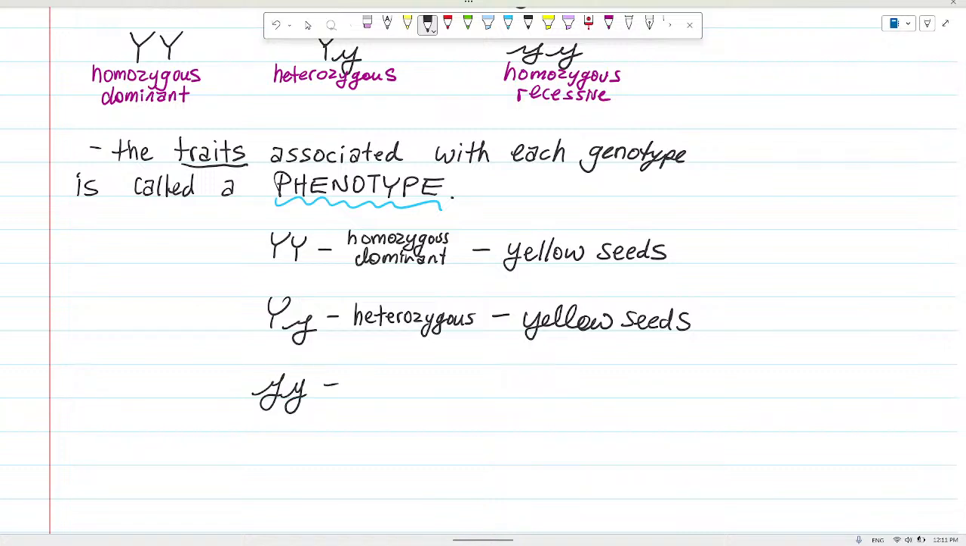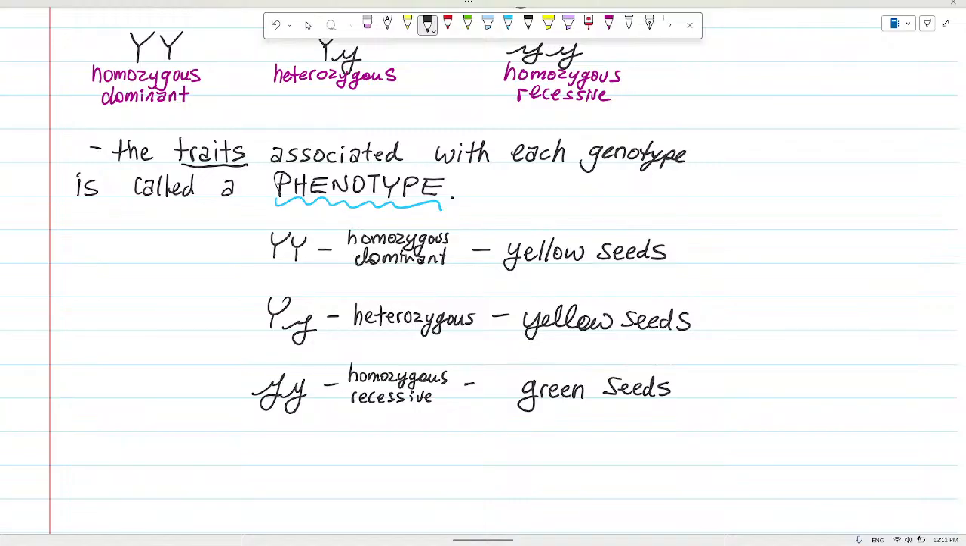And little y, we would give what genotype? What do we call that genotype? Homozygous recessive. Good. And what color seeds would they have? What would the phenotype here be? Green. Very good. Green seeds.